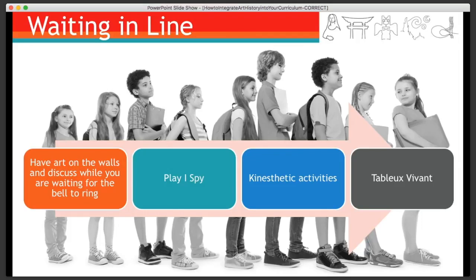I know at that time you might be feverishly cleaning paint cups or wiping tables or whatever, but there is time to be had while they're waiting to have fun and explore art as well.